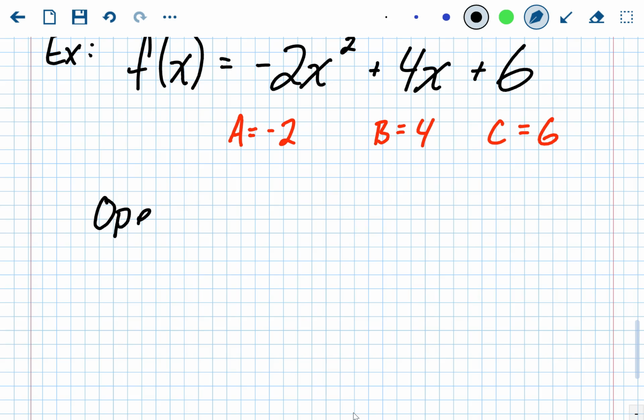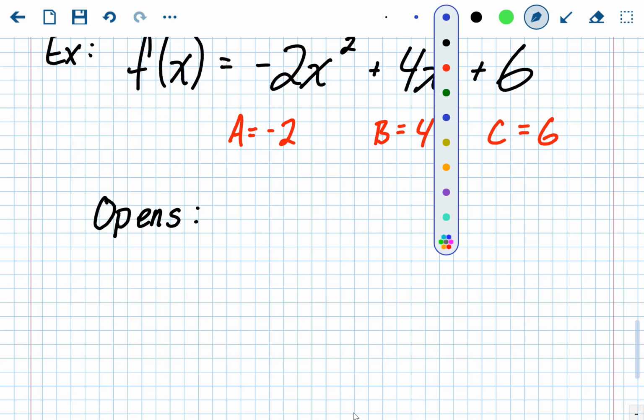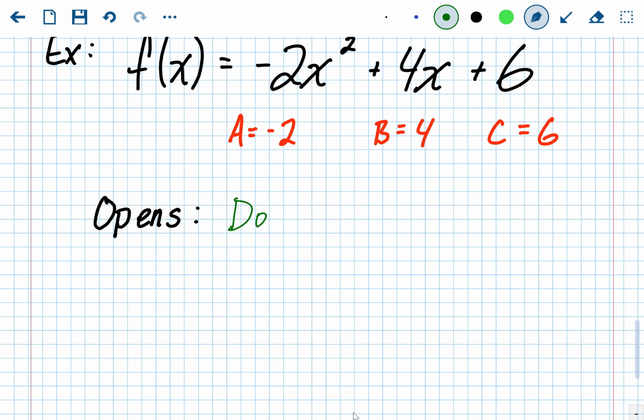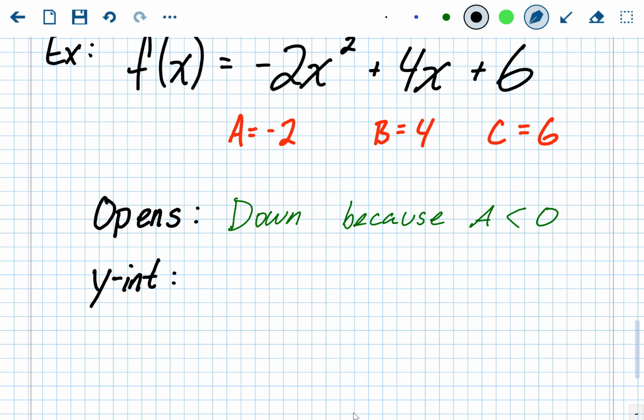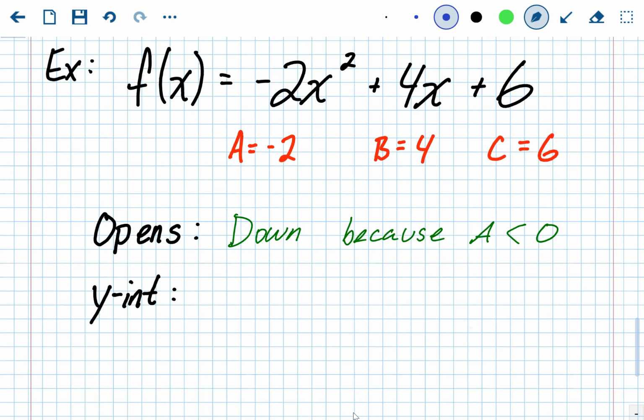For example, we know how this graph opens. This graph opens down. Why does it open down? Well, it opens down because the a value is negative. If a is negative, it's always going to open down. So we know that without doing any extra work. We also know the y-intercept without doing any work at all. Remember in the last video, we said the y-intercept is always the c value. So we know our y-intercept is 6 because c is 6.